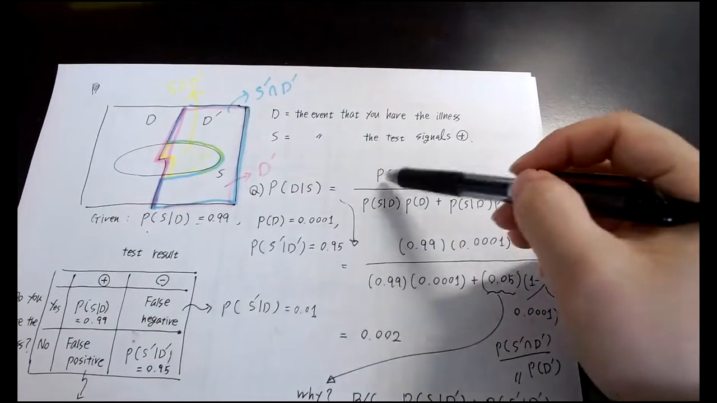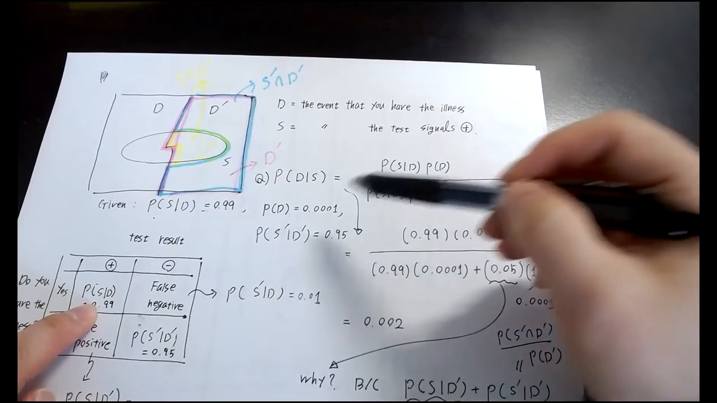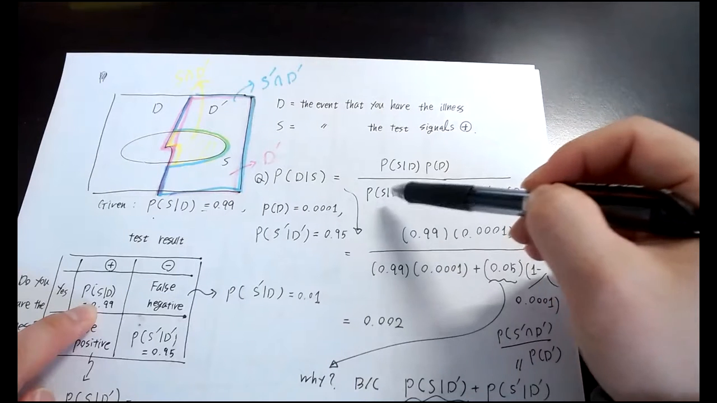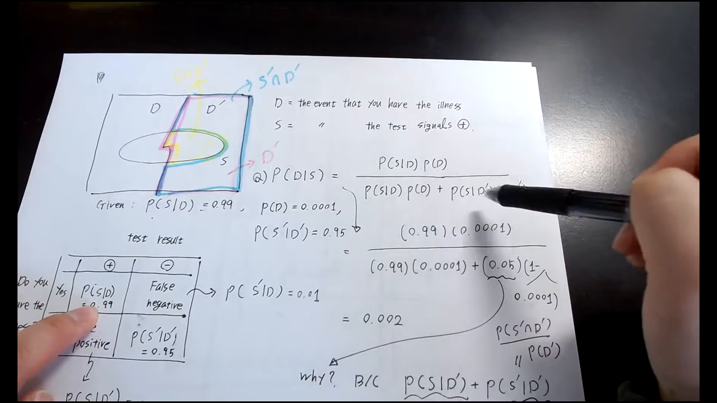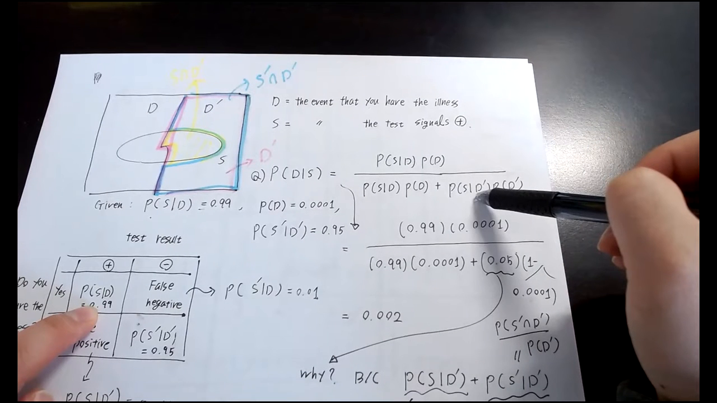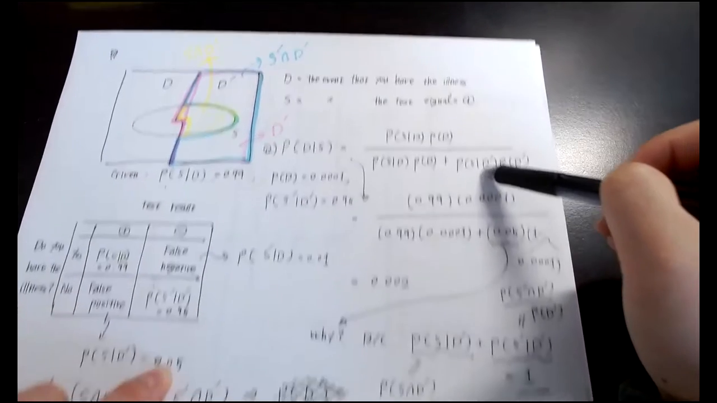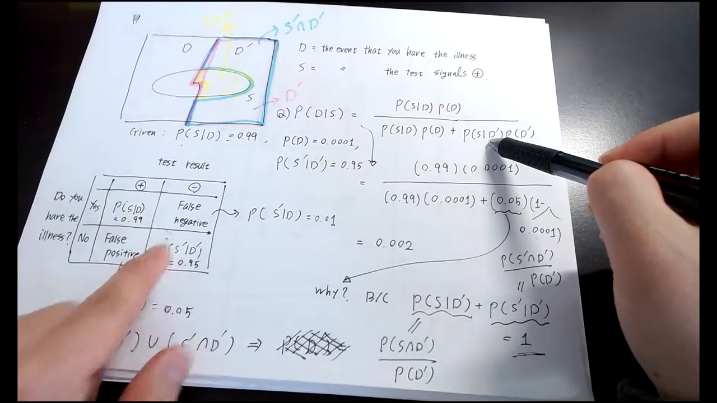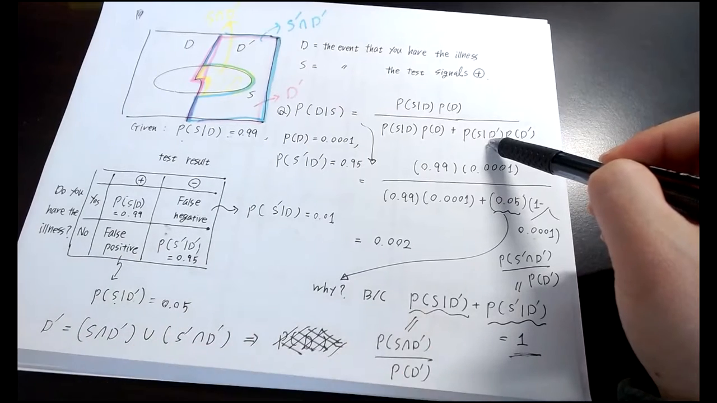P of S given D is given, which is 0.99 right here, and then P of D, the problem says, is 0.0001. Now this one, P of S given D prime, which is what? First, positive, right? This is 0.05. Why? Because this is given, which is 0.95, and that probability plus this probability must be equal to 1. That's what I explained here. So this is 0.05.